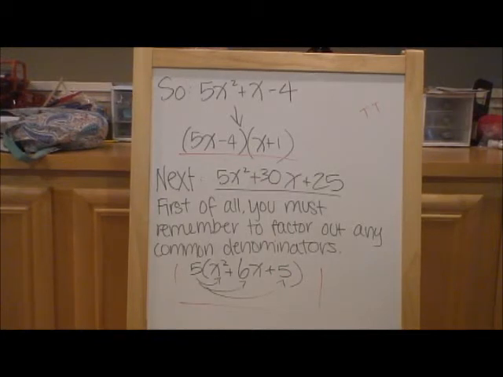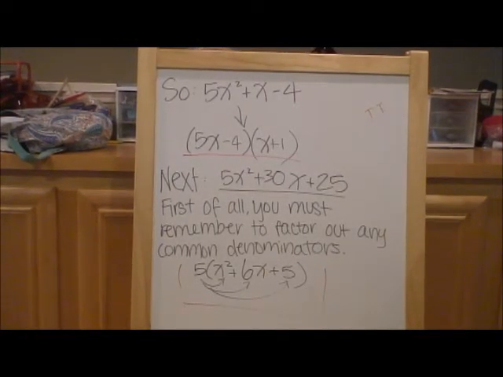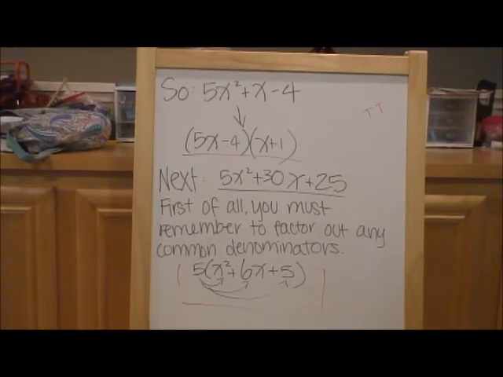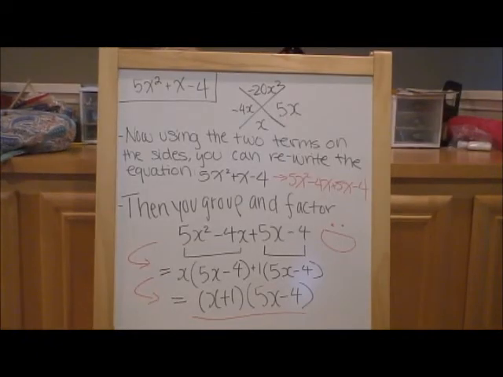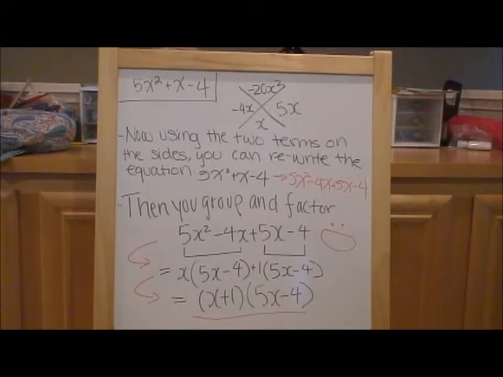So the expression 5x squared plus x minus 4 factored is 5x minus 4 times x plus 1. Now using the two terms on the sides, you can rewrite the equation 5x squared plus x minus 4 to 5x squared. So lame. Oh my god.